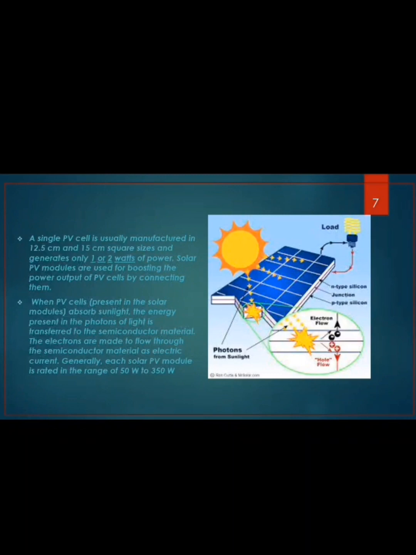Our topic is solar PV cells in households. So today I will explain to you how solar PV modules work and some of the advantages of solar PV cells. Let's see how solar PV modules work.